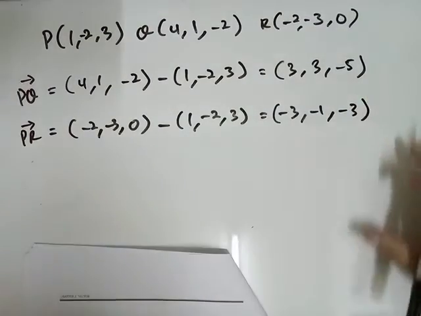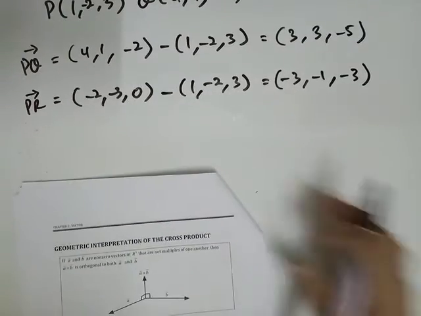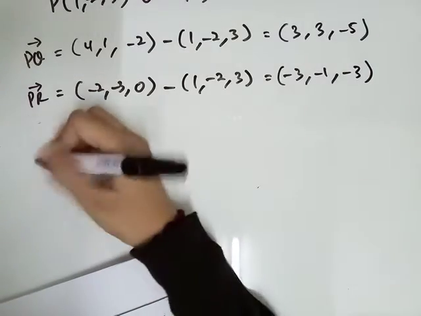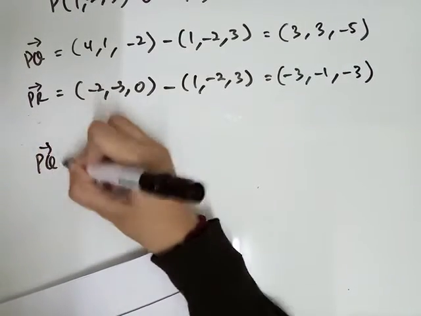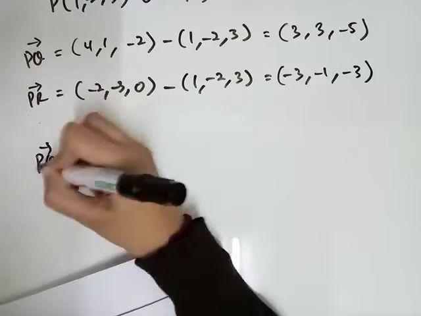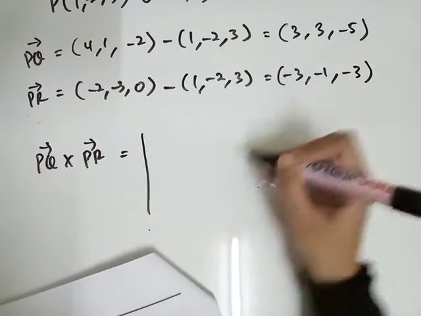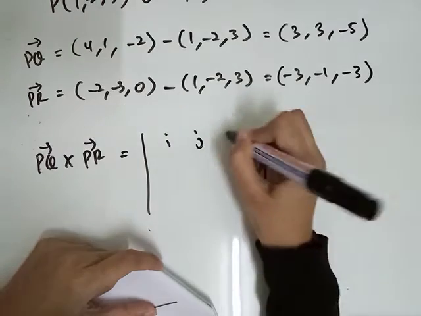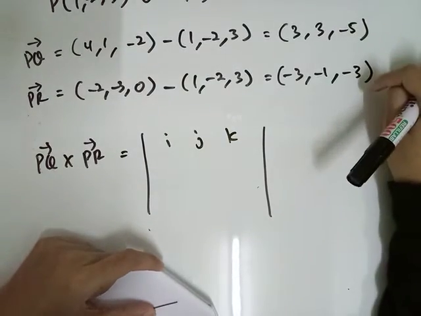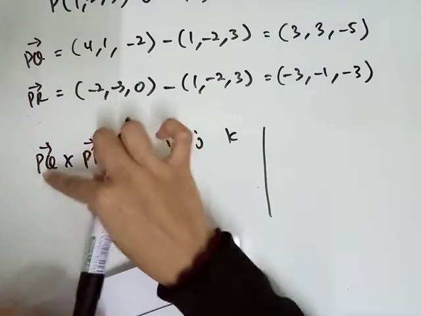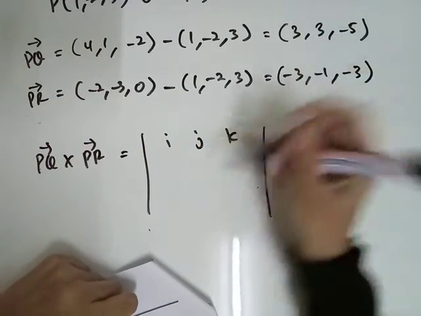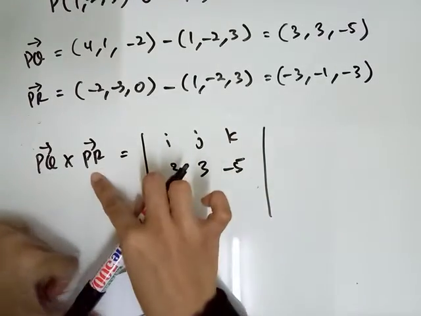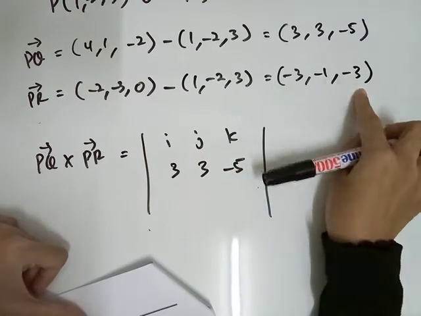So we have got the vectors, and then do a cross product, by using these two vectors, vector PQ and vector PR. So PQ cross PR. By using a determinant. First row should be I, J, K, because we have only two vectors. The second row should be vector PQ, which is 3, 3, -5. And the last row should be vector PR, which is -3, -1, -3.